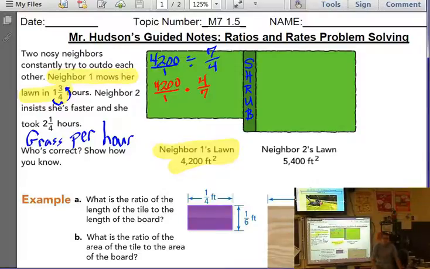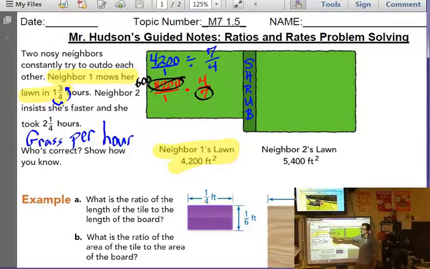Could 4,200 and 7 both be divided by the same thing? How do you know? Yeah. Ignore the zeros for a minute. Can 42 be divided by 7? Yeah, what is that? 6. So when I divide this by 7, I get 6 with those 2 zeros. And then 7 divided by 7 makes 1.